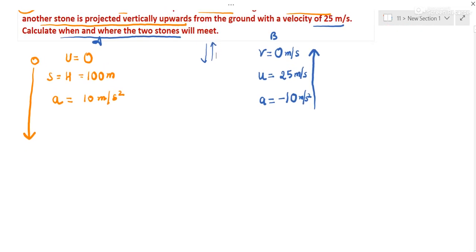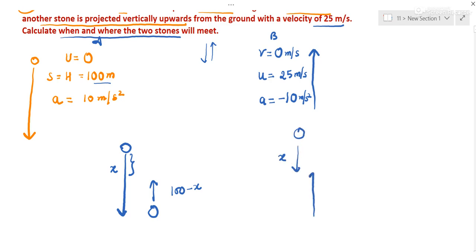So we'll visualize the situation. This stone is coming down, this stone is going up. Let us see them meet here. The first stone covers x, and the total distance is 100, so the other is covering 100 minus x. The upper stone is covering x distance and the total height of the tower is 100, so this is covering 100 minus x. Here they are meeting.